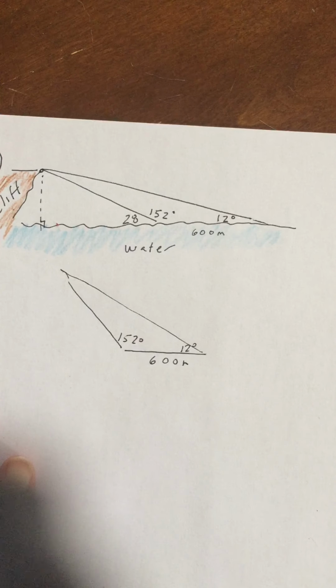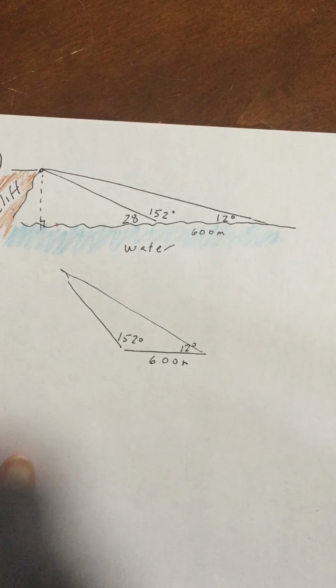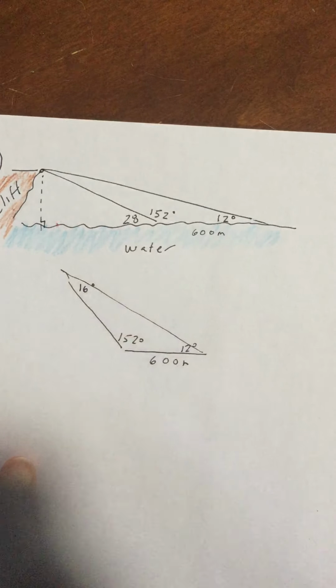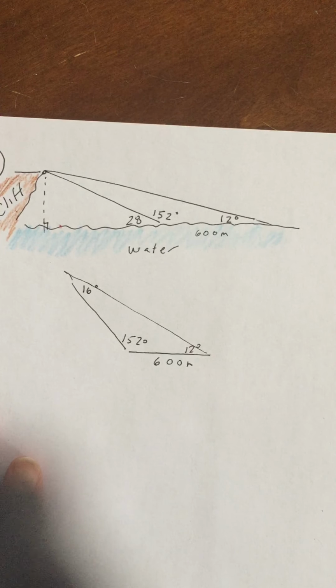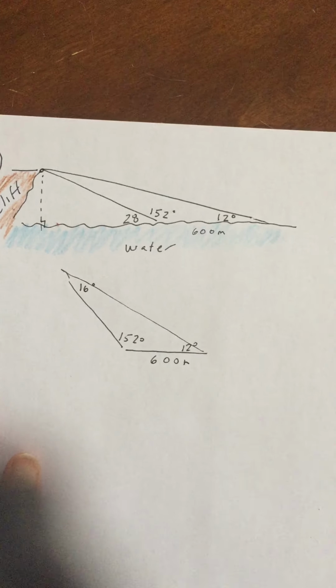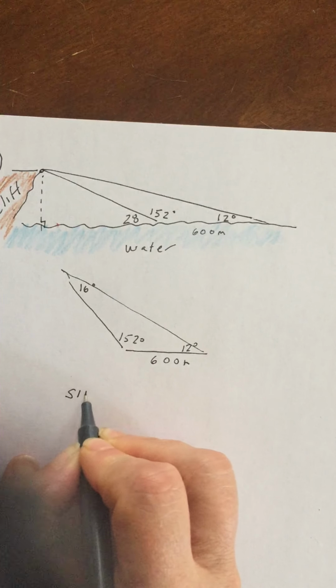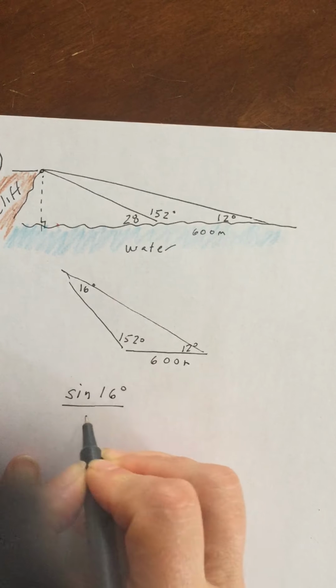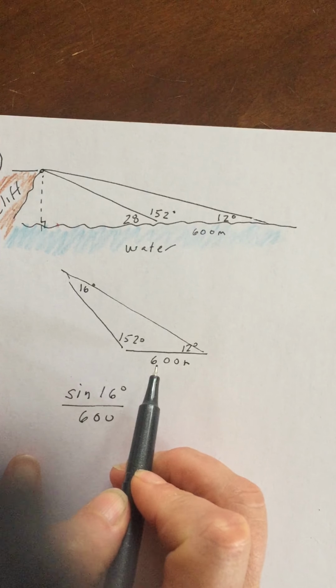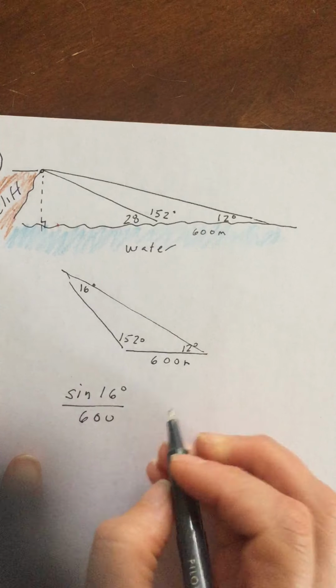Okay, so what we can do besides that is go ahead and take 180 and subtract 152, and then also subtract the 12 degrees from that. So let's go ahead and do that. Okay, so you should get 16 degrees up in that corner here. Again, it's not really to scale at all, but we'll try to ignore that. Okay, so what can you do now? You can go ahead and set up an equation, okay? Sine of 16 over 600, so sine of an angle over the side across from it, right?